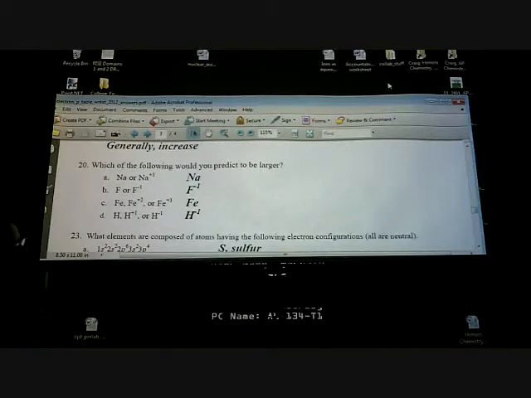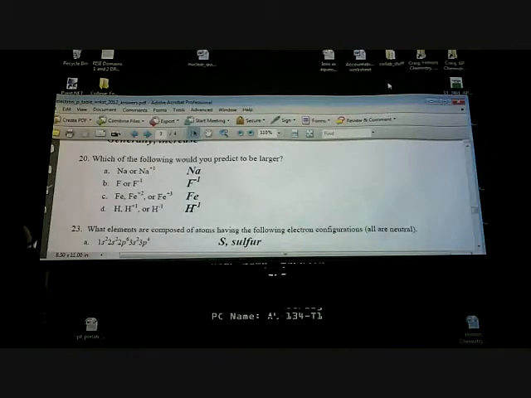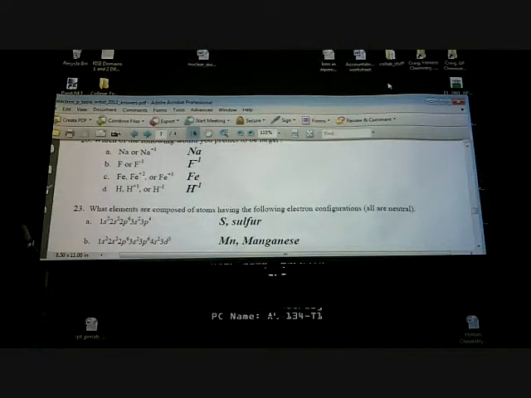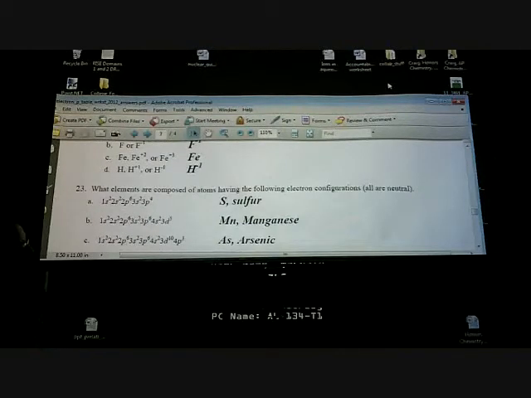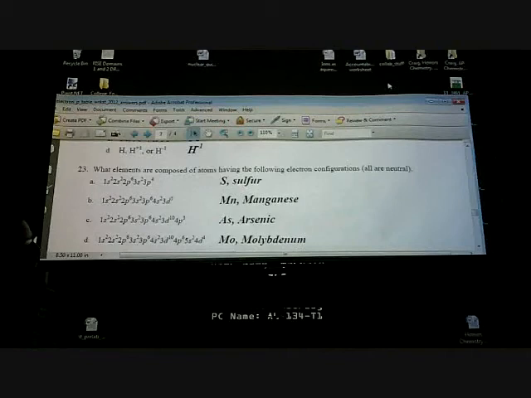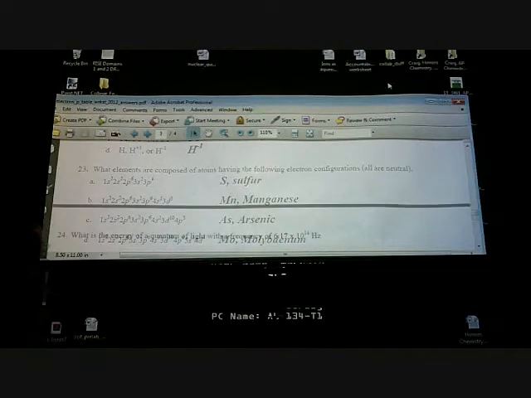23. What elements are composed of the atoms having the following electron configuration? And all are neutral. Sulfur. Good. Manganese. Neon, the mainless of all elements. Arsenic. It'll kill you. Neon. Molybdenum. Again, some more math problems.